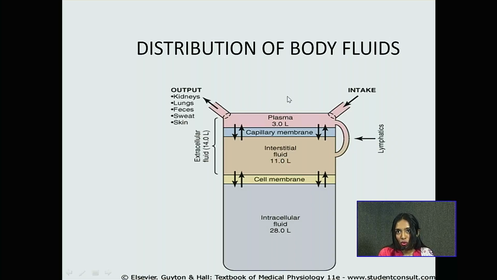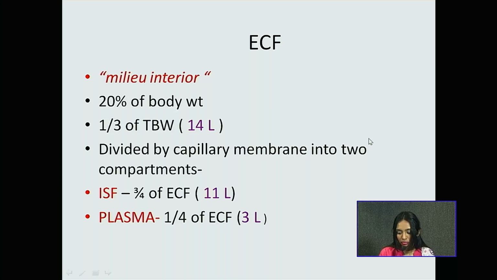As we saw, the plasma and the interstitial fluid are divided by a capillary membrane into two compartments, that is ISF and plasma. ISF comprises the maximum space: three-fourths of the space of extracellular fluid is comprised by interstitial fluid, that is 11 liters, and the remaining one-fourth is comprised by plasma, that is 3 liters.